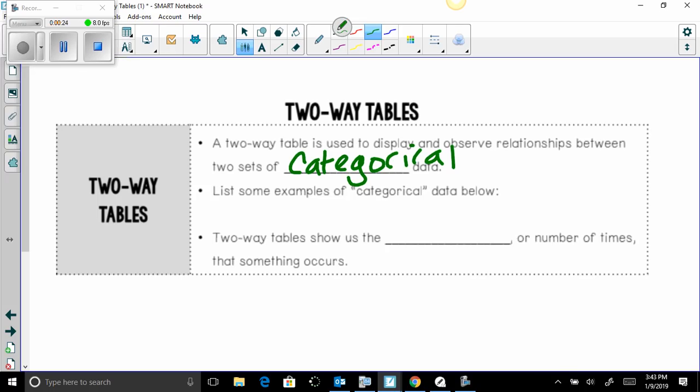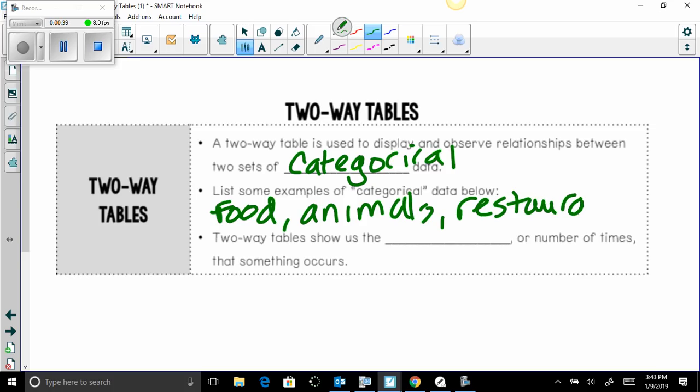So any two pieces of information that you have, what are some examples of categorical data? Any two sets of data, like we've seen in the scatter plots lately. You could have food, animals, restaurants, colors, grades, any two sets of data. Two-way tables show us the frequency or number of times that something is going to occur.